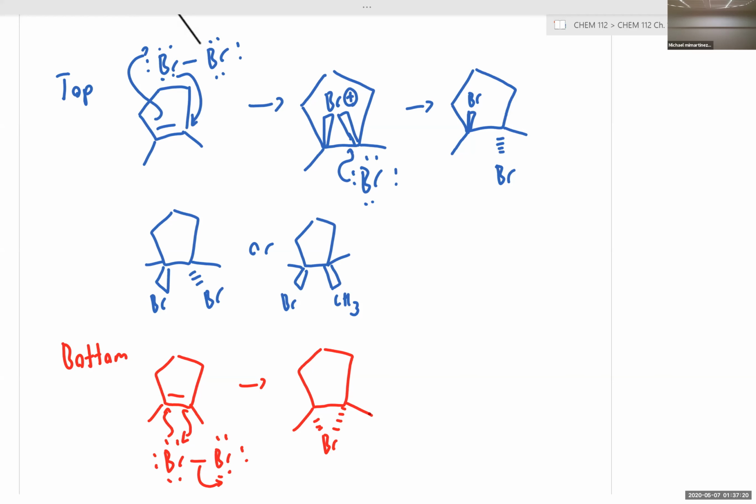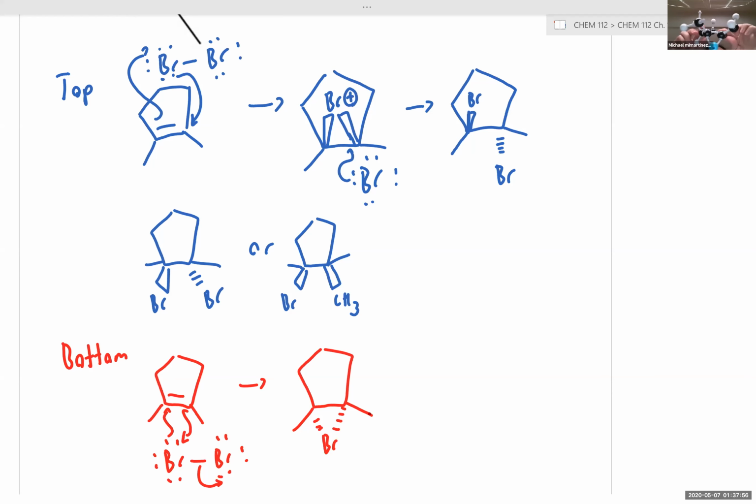One moment, just getting my model kit to close the bromonium properly. Okay, so here's our bromonium formed from the attack on the bottom face. Does everyone notice how the bromine is now on the bottom face? It's on the bottom face of our plane. Notice this bromonium intermediate is symmetrical, it's meso. We won't worry too much about that for now, but just something to note.